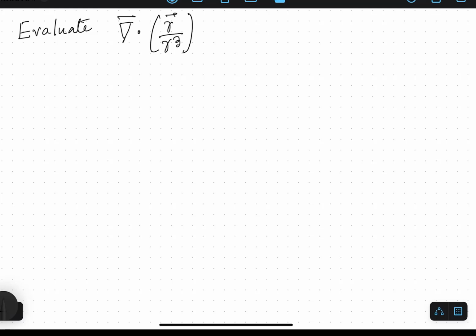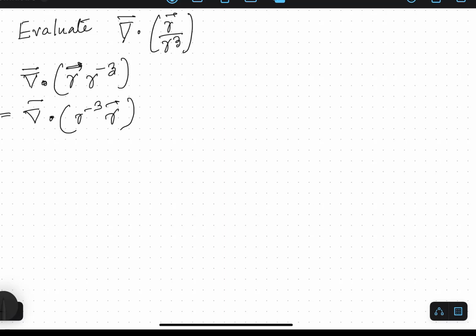So what should be my first step? I write this expression in this fashion: divergence of vector r multiplied by r to the power of minus 3. Please remember, this r to the power of minus 3 is the magnitude of r, and when I have an arrow on r, it represents the vector r. So I have to find out this value. I can also write it in this way: divergence of r to the minus 3 times vector r. It means the same.